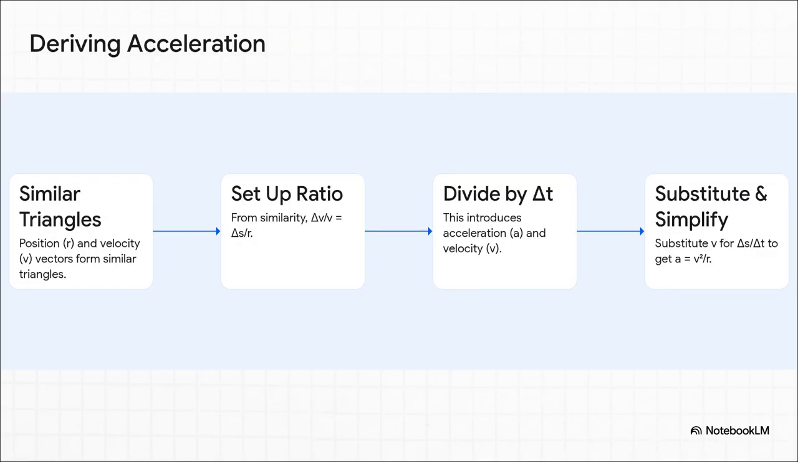Now here's a really crucial idea. An object moving in a circle is always accelerating. You might think, but its speed is constant. And that's true, but its direction is constantly changing. And since velocity includes direction, the velocity is changing, which means it's accelerating. By using a little geometry, we can actually derive the formula for this special kind of acceleration, called centripetal acceleration.